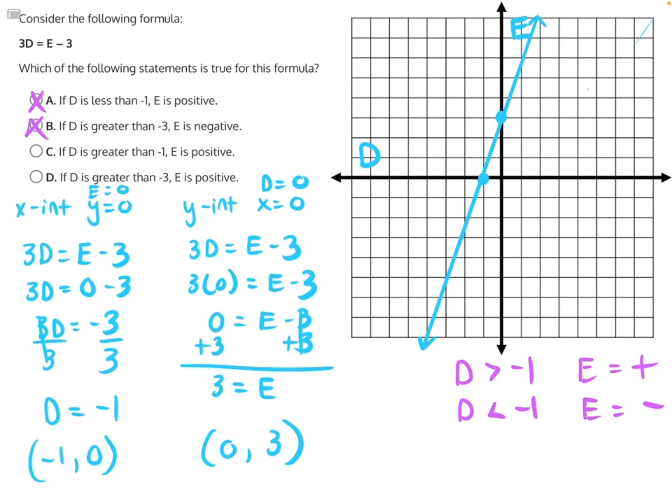C says if D is greater than negative 1, E is positive. Well, we have a statement that says exactly that. When D is greater than negative 1, E is positive, and that is true. This extends in the positive direction into infinity, which means C is our correct answer. Now taking a look at answer D very quickly, if D is greater than negative 3 is here again, E is positive. This is not true because at first, everything that's greater than this point is negative until it passes this intercept, and then we start to get to positive values. So D is incorrect, making C our correct answer.